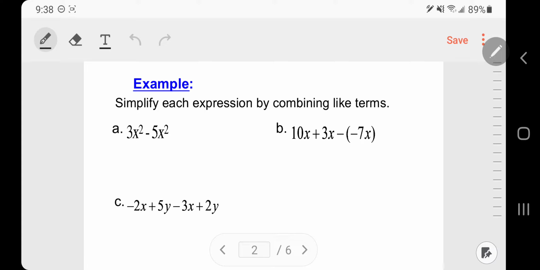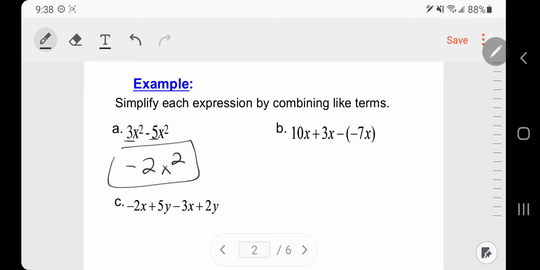Okay, so in a we have 3x squared minus 5x squared. Again, here you see you have an x squared in both of your terms, meaning they are like terms. They have the same variable and the same exponent, so I'm going to just combine my coefficients. 3 minus 5, which gives me a negative 2x squared, and that's my final answer. Again, negative 2 is the coefficient, and then the x squared stays the same. You don't do anything with the exponents when you're combining like terms.